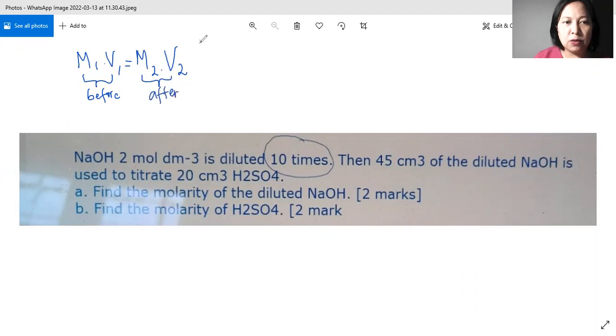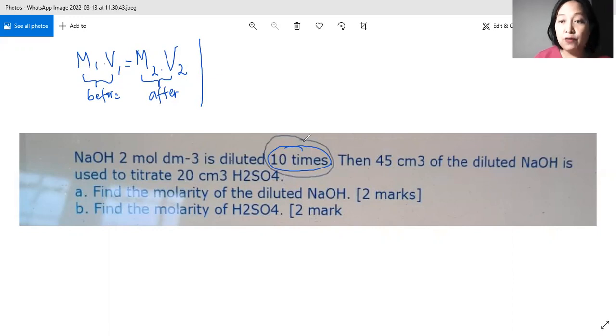So after dilution. In this case, if we have a question like this: sodium hydroxide, 2 mole per decimeter cube, is diluted 10 times. Then 45 milliliter of the diluted NaOH is used to titrate 20 milliliter of H2SO4, or sulfuric acid.